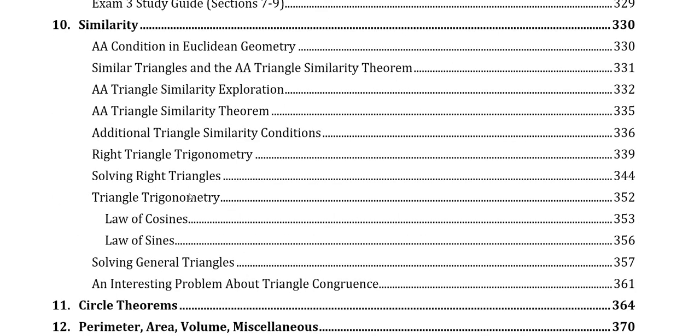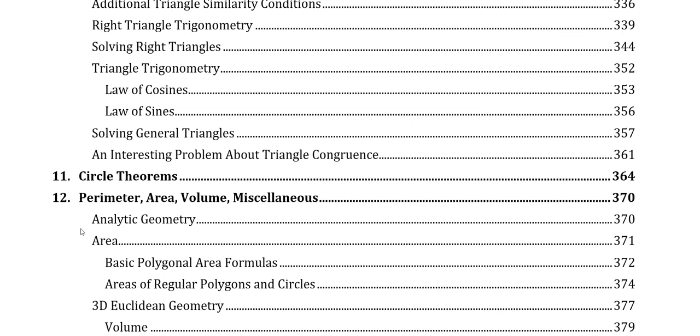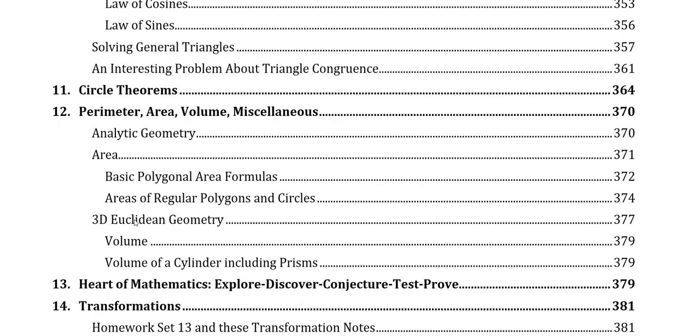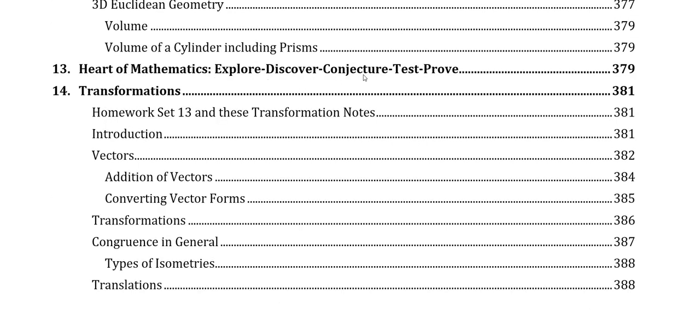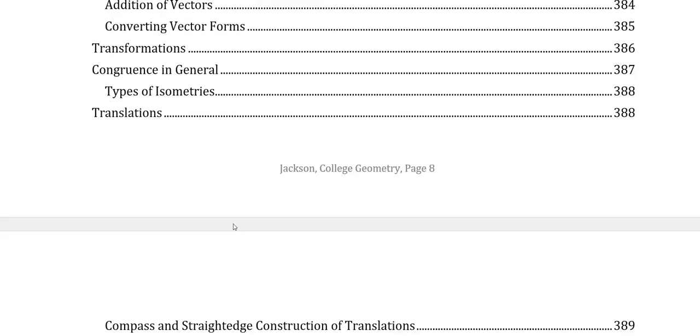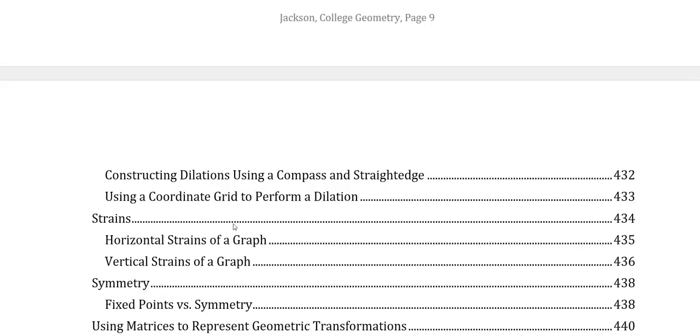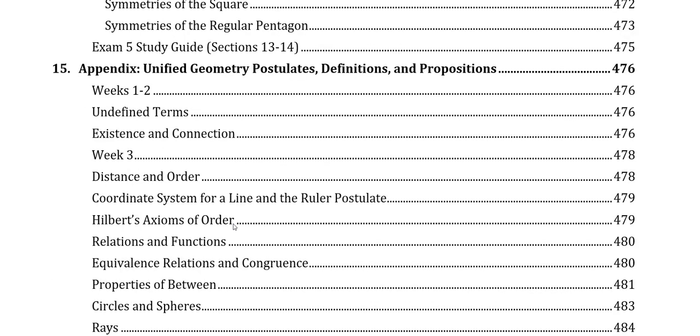Then we're going to focus our attention on Euclidean geometry and talk about similarity. In week 10 and week 11, there'll be some circle theorems. Week 12 is perimeter, area, volume, and some other topics. We're going to talk about this explore, discover, conjecture, test, prove cycle throughout the course, and I've got a little section on that. And then we're going to end the course with a section on transformations. At the end of the notes, there's an appendix that is a set of postulates, definitions, and propositions that will be the official list for my class.